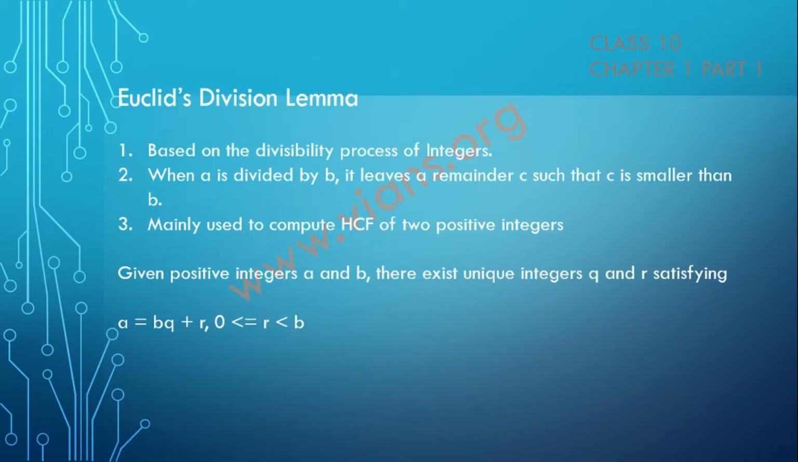Now, what is Euclid's division lemma? Euclid's division lemma says that if you have any two numbers, say a divided by b, such that it leaves a remainder c, then you can always express this as a is equal to b into some number q plus c, where c is a number such that 0 is less than or equal to c, which is less than your b.